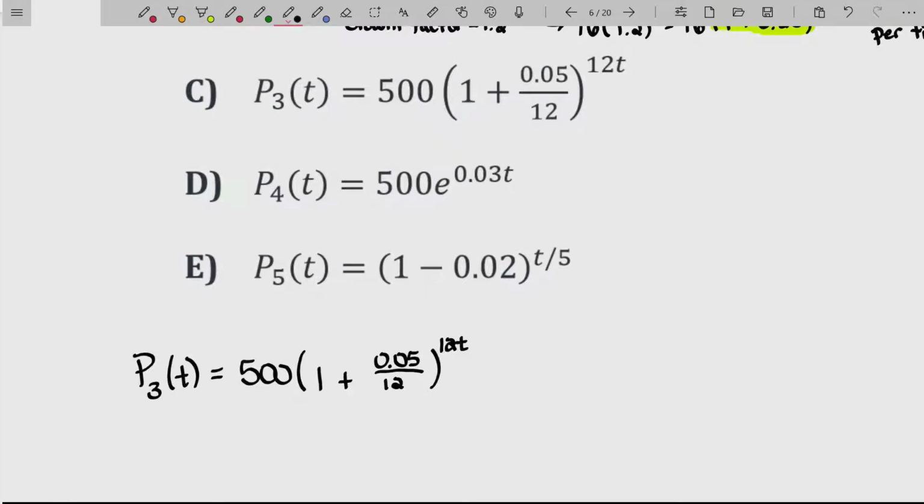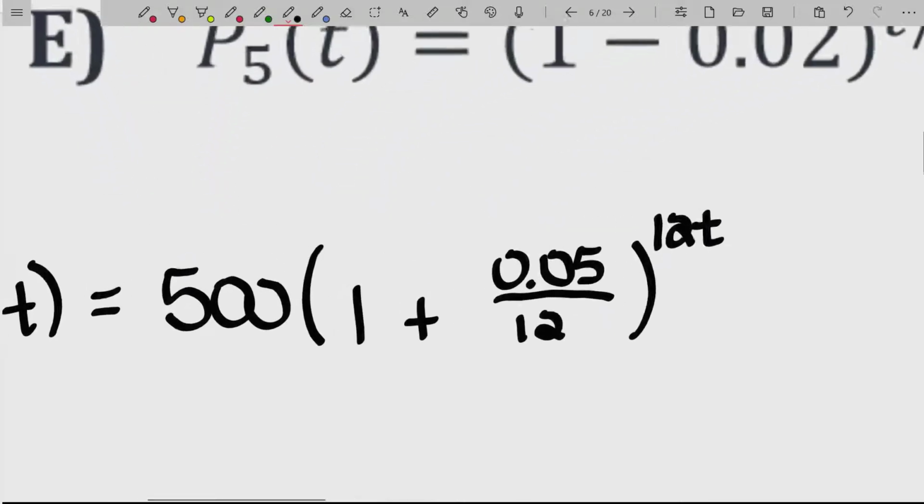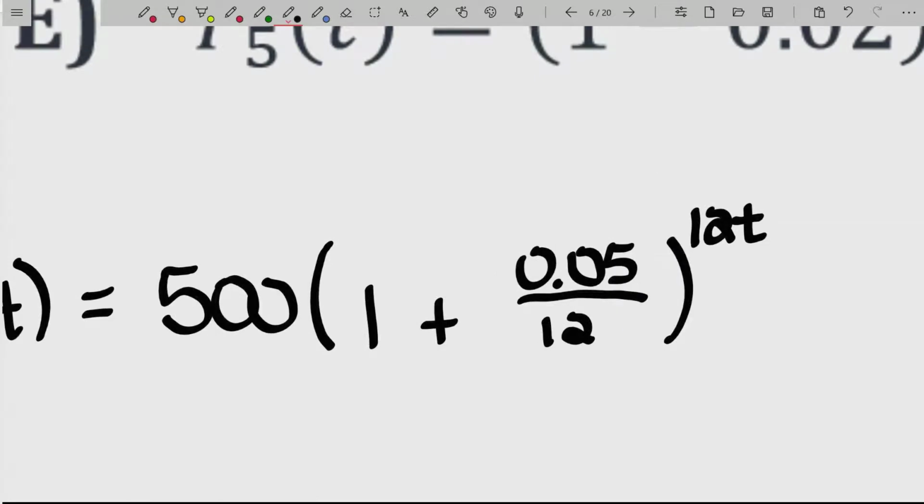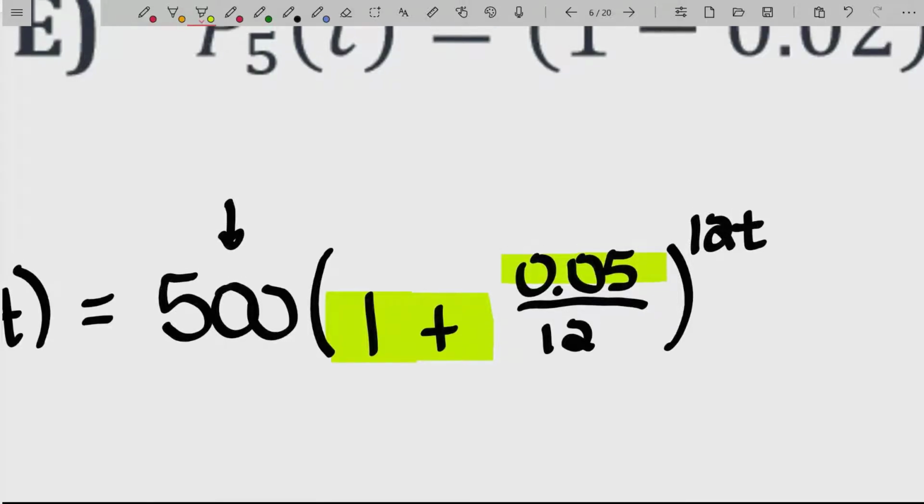Now, to be honest with you, you should be strongly familiar with everything I'm writing down. You should already know that this is a compounding formula. This is saying that you have $500, for example, that you're investing, and you get to keep all that 500, plus you're going to add to it. What? You're going to add 5%, but it's divided into 12 pieces. In other words, you gain a little bit of a percentage of interest every month for 12 months. That's what this is saying.